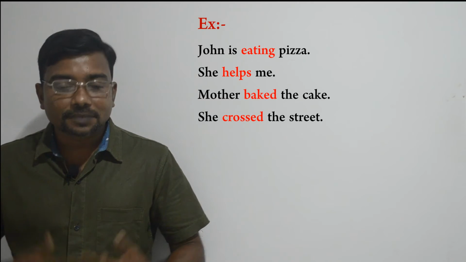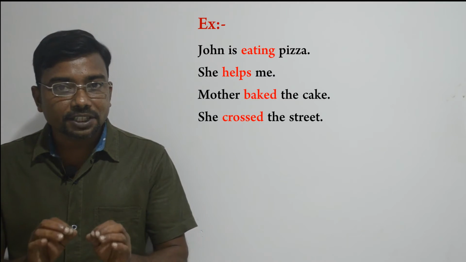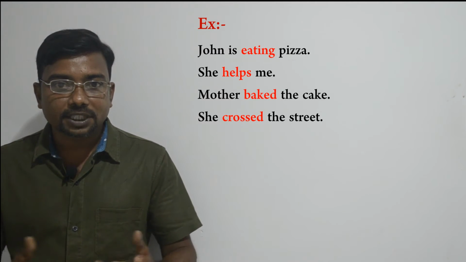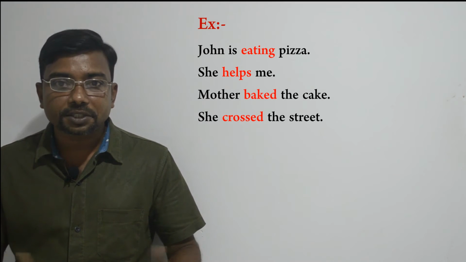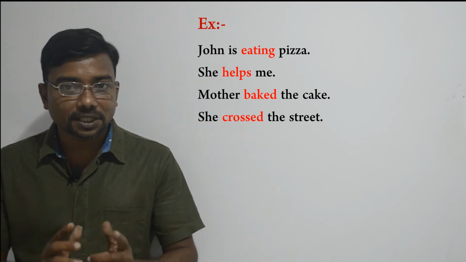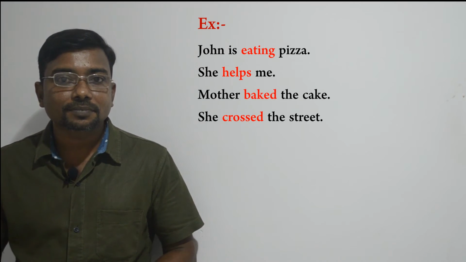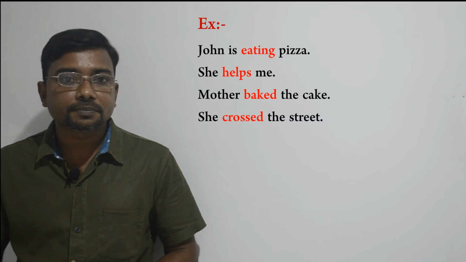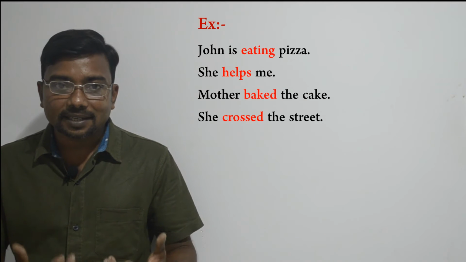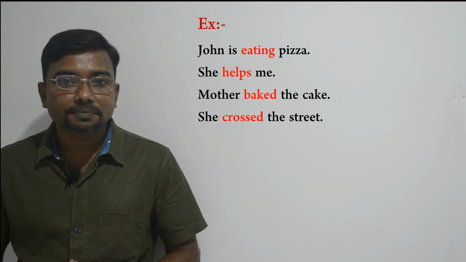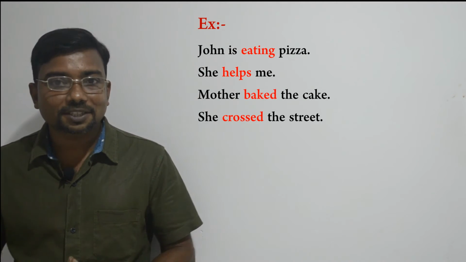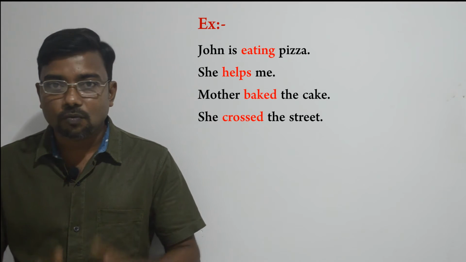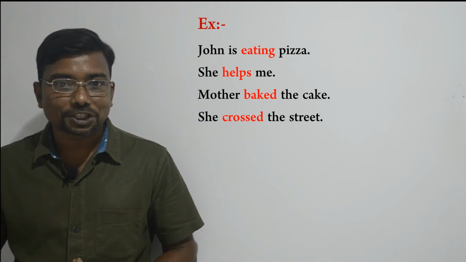Okay everyone, remember to identify this object we can ask a what or whom question. For example, what is John eating? Pizza. Pizza is the object. Whom does she help? Me. Me is the object. What did mother bake? Cake. Yes, cake is the object. What did she cross? Street. Street is the object. Remember, to identify this object we can ask a what or whom question.